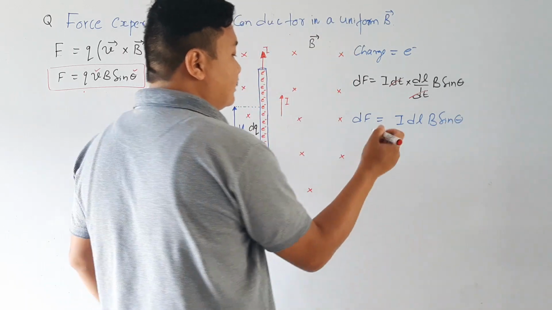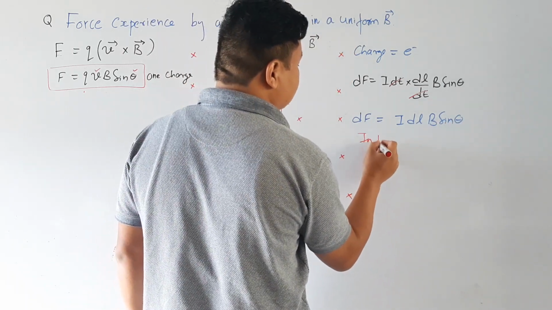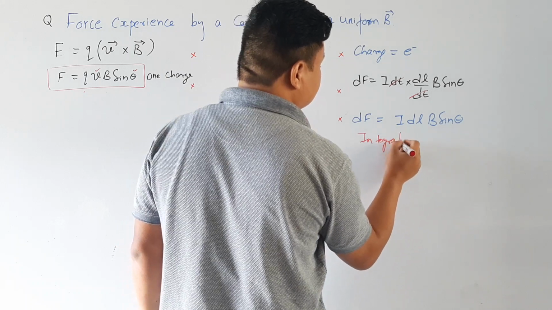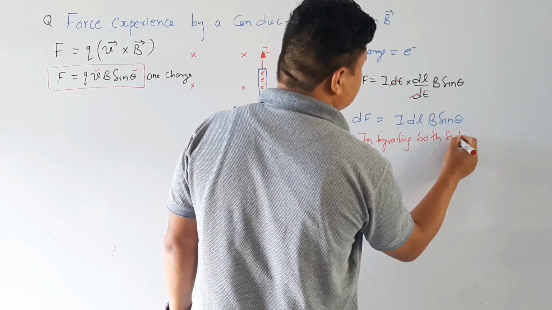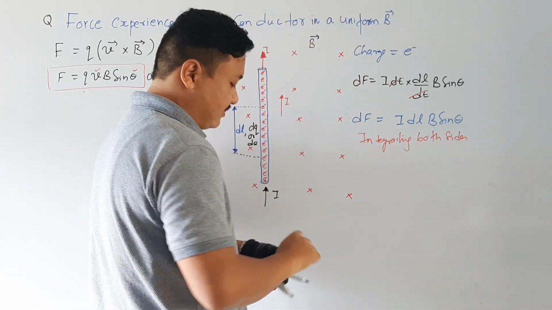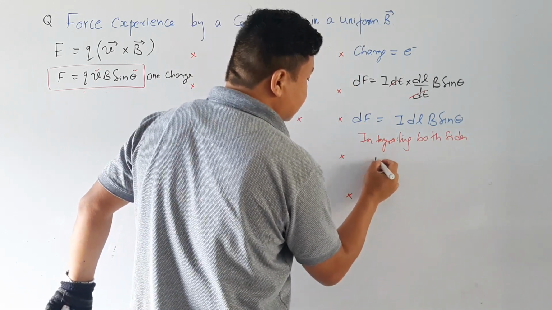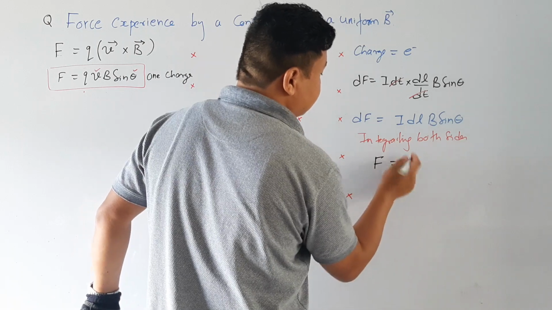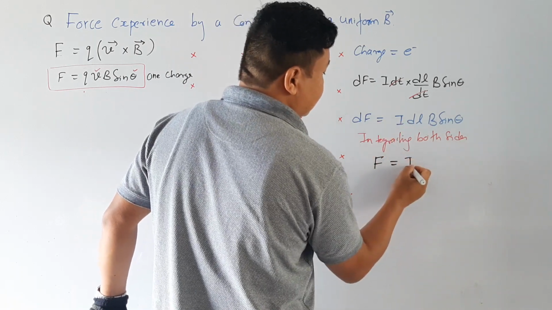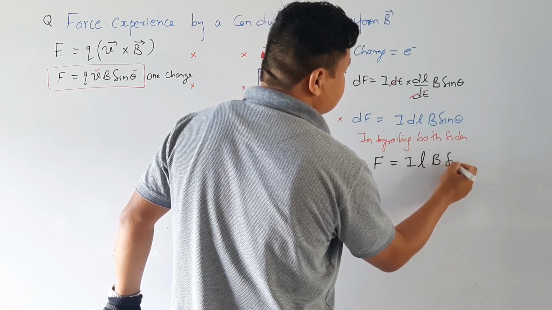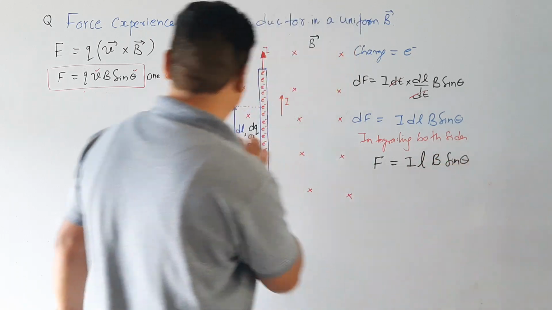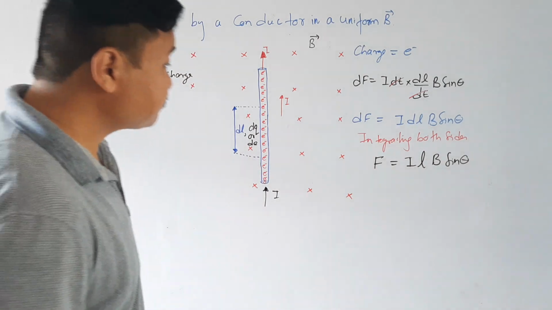Okay. Now if I integrate both sides, what do I get? This dF will become F, and this I will become I, and this dl will become L, and magnetic field B sine theta. Okay, I have cleaned this side now.